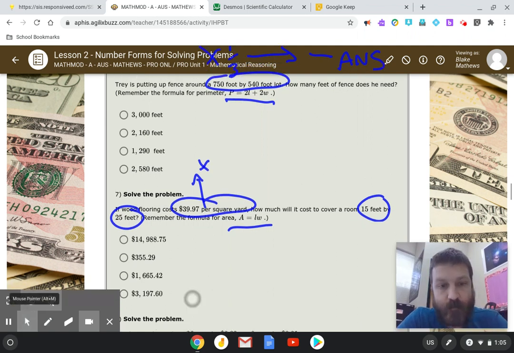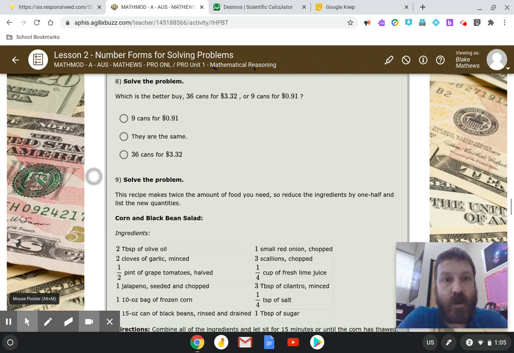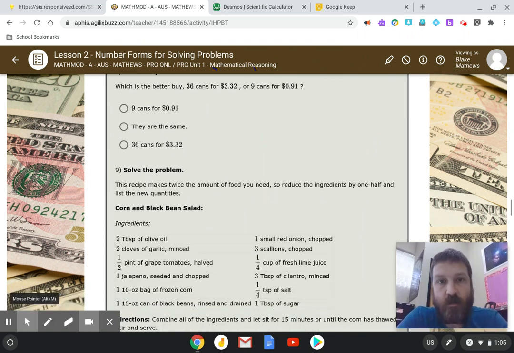Which is better, 36 cans or $3.32 or $9.91? So 4 is kind of like each, so you need to divide. This is like dividing. So you're going to divide the price by the number of cans, and then see how much each can costs. That's what you'll be finding, and then you compare. Which is a better buy would be which is cheaper.